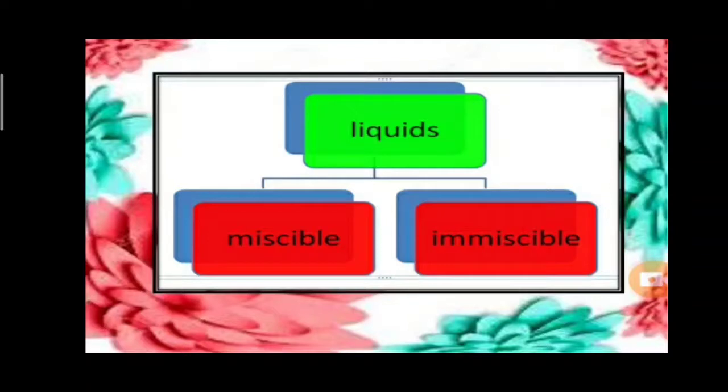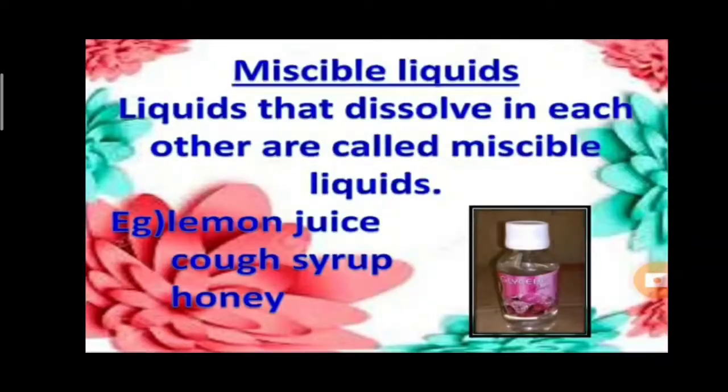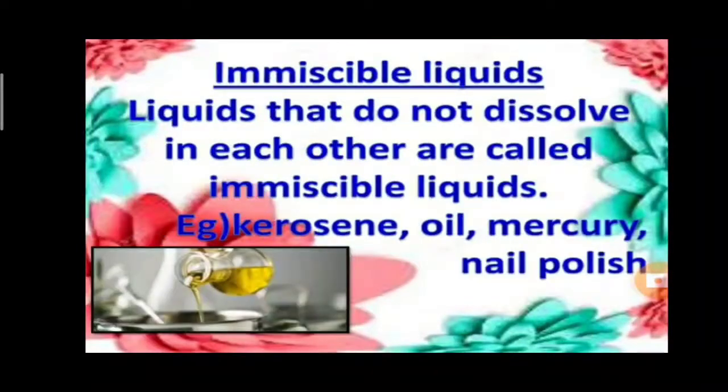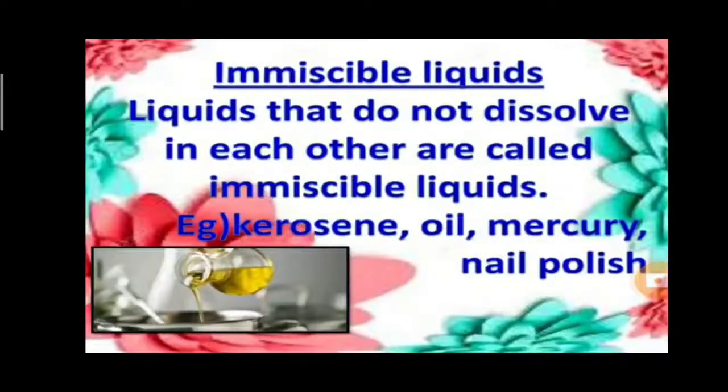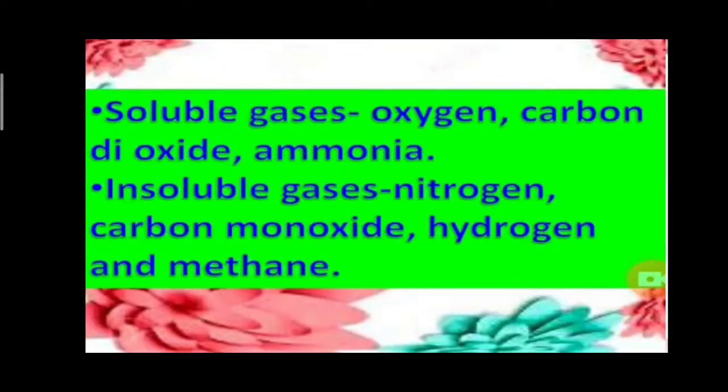The liquids can be classified as miscible and immiscible. Miscible liquids are those that dissolve with each other, and immiscible liquids are those that do not dissolve with each other. The examples of miscible liquids are lemon juice, cough syrup, and honey, whereas kerosene, oil, mercury, and nail polish can be termed as immiscible liquids. Now, the gases can also be classified as soluble gases and insoluble gases. Oxygen, carbon dioxide, and ammonia are soluble gases, whereas nitrogen, carbon monoxide, and hydrogen are insoluble gases.